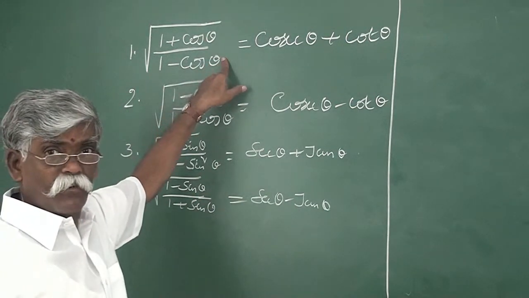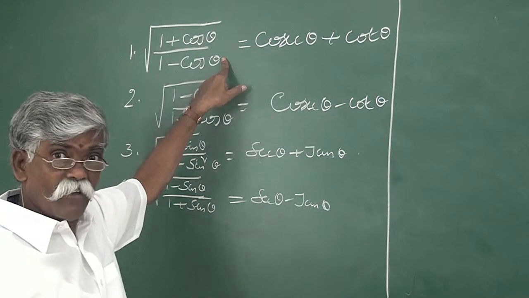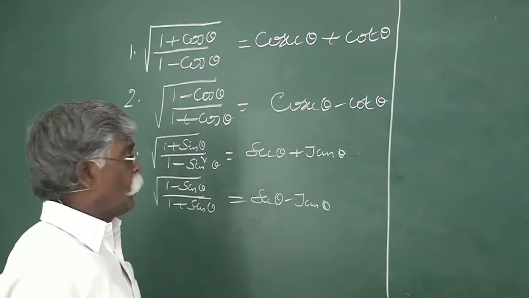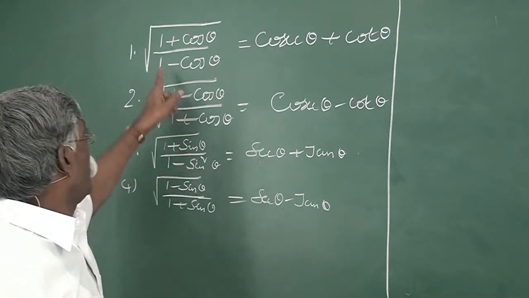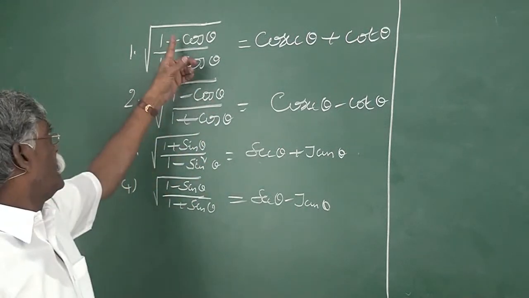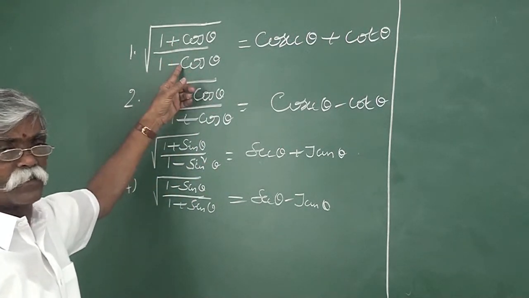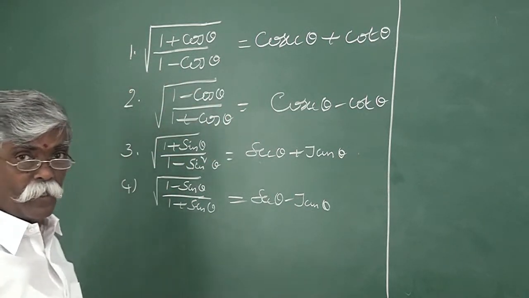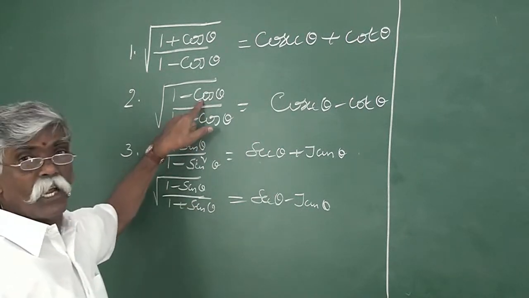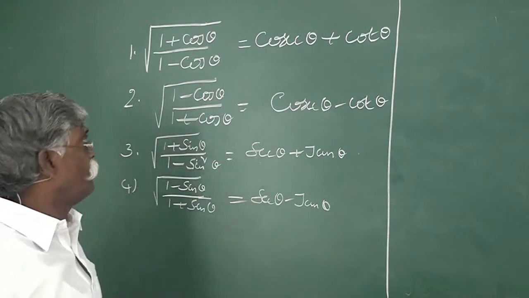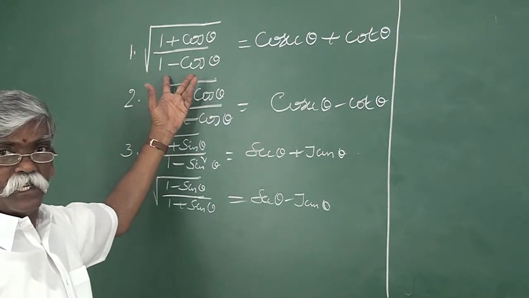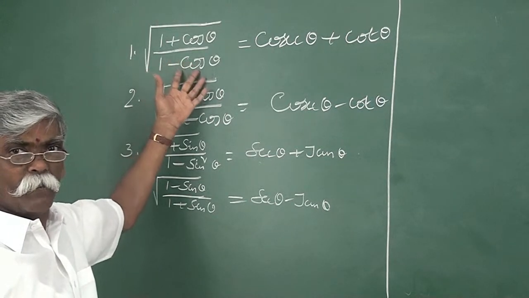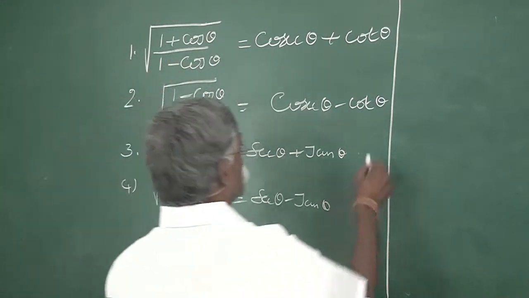The given problem has a square root. The answer does not have a square root. So the root must go away. And in all the numerators, if it is 1 plus, the denominator is 1 minus. That means if the numerator is in the form a plus b, the denominator is a minus b, and if the numerator is a minus b, the denominator is a plus b. When the denominator is a minus b, let us multiply both the numerator and denominator by a plus b in all the problems.